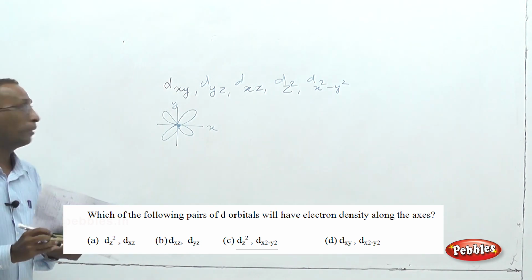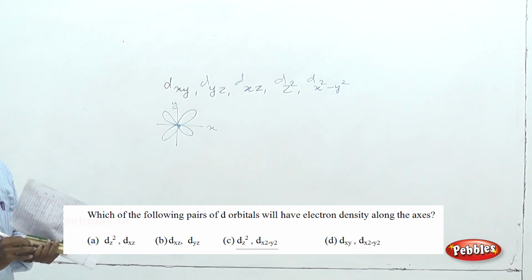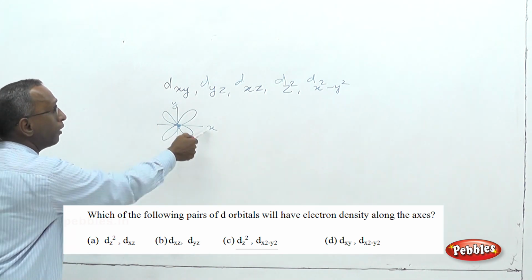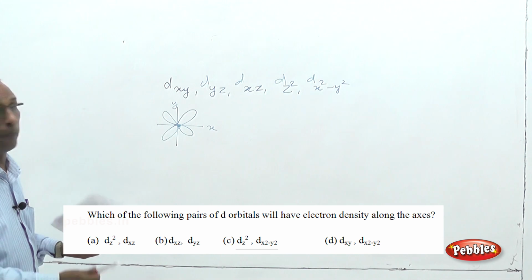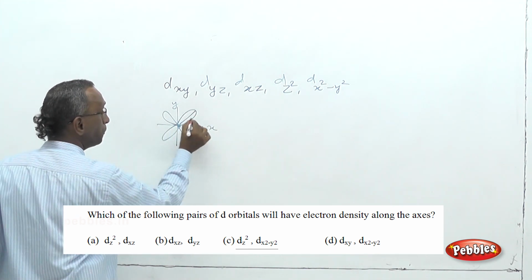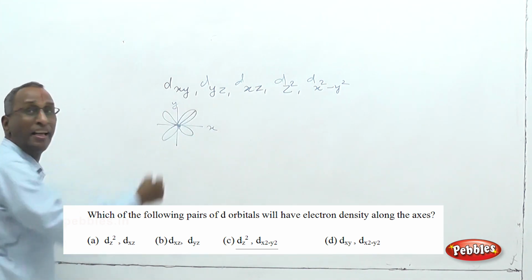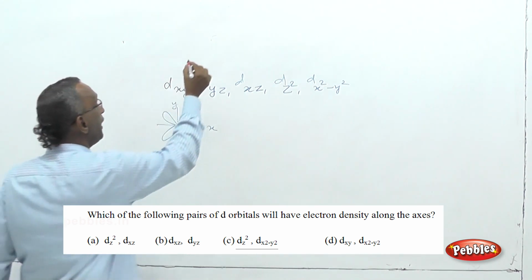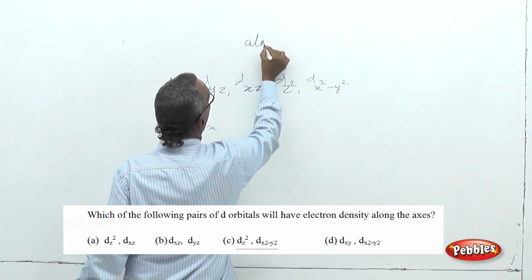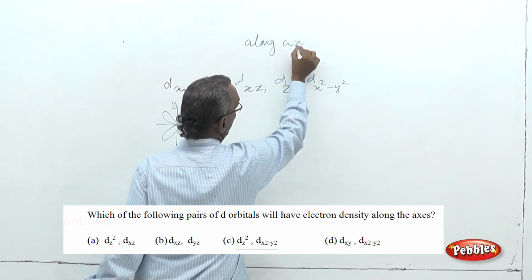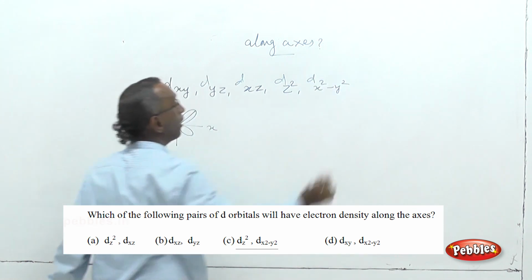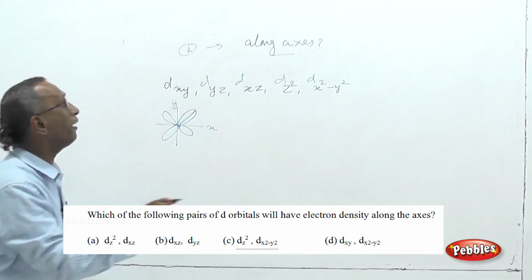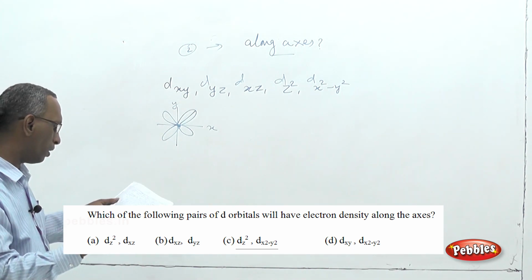The d orbital has 4 lobes. The 4 lobes are situated in the xy plane, but the lobes are not along the axis. They are diagonal with respect to the axis. The question is, how many d orbitals are along the axis? Out of 5 d orbitals, only 2 of them are along the axis.